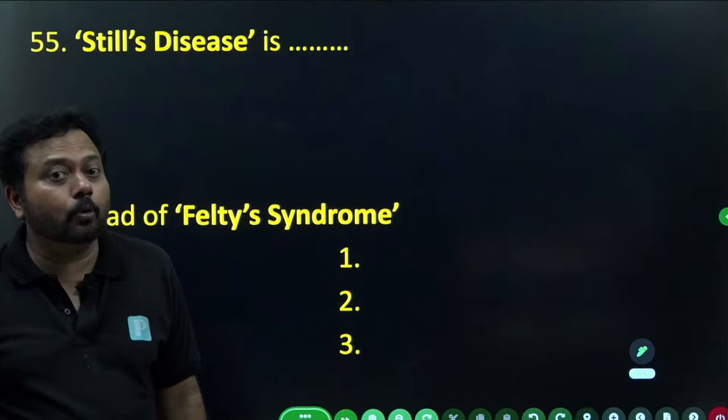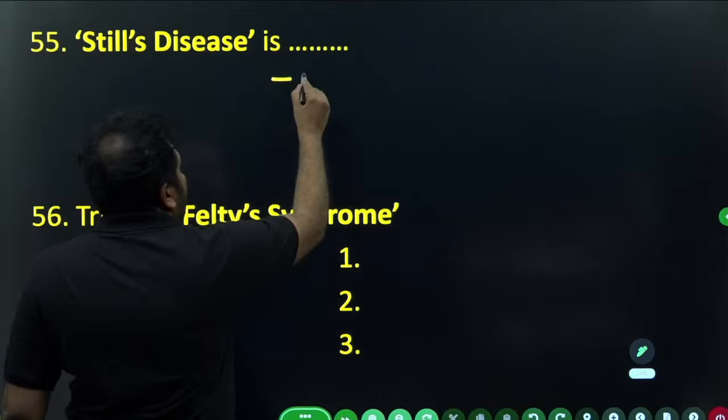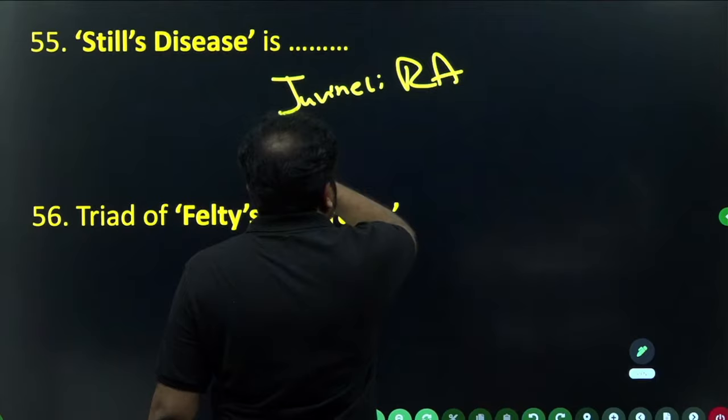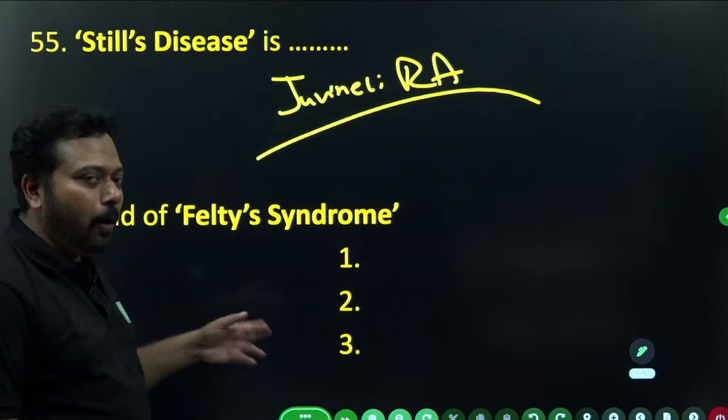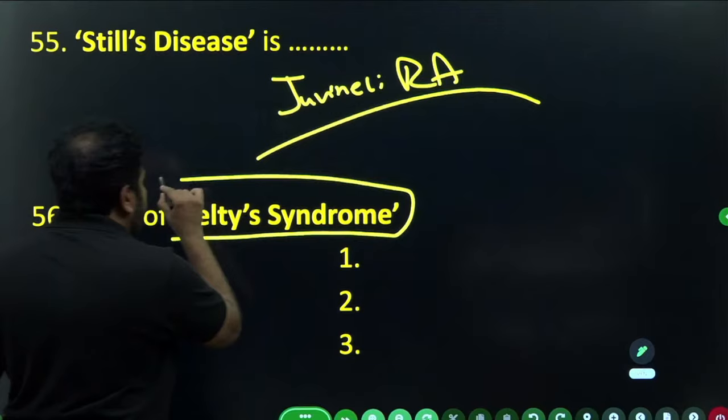Still's disease. What is Still's disease? Still's disease is juvenile rheumatoid arthritis. And once you know Still's disease, juvenile rheumatoid arthritis, you should know what is Felty syndrome. Several times repeated ortho MCQ. What is the triad of Felty syndrome?